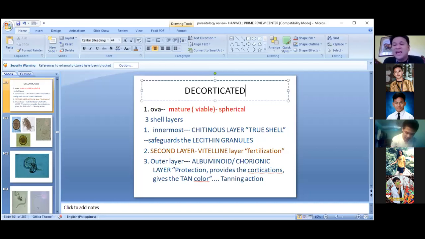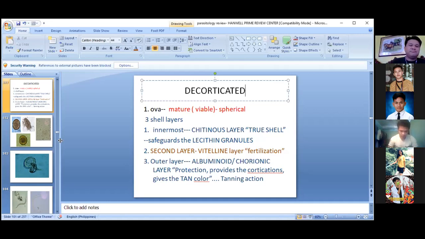Naintindihan? Ganyan sa board exams, anak. Pag hindi nyo naiintindihan ngayon, sa board exams lalo na. Ang simple lang tanong, sabi niya, what is the layer when you talk about decorticated immature Ascaris lumbricoides ova? So ang sagot, syempre wala na yung outer layer, wala naman siyang second layer which is the vitelline layer, and then you have only the true shell or your chitinous layer. Is it clear? Naintindihan? Okay.